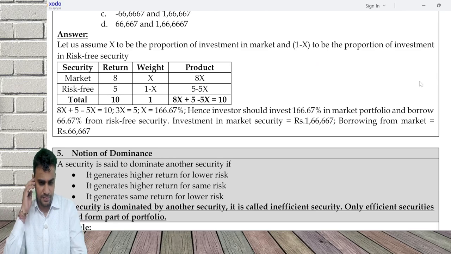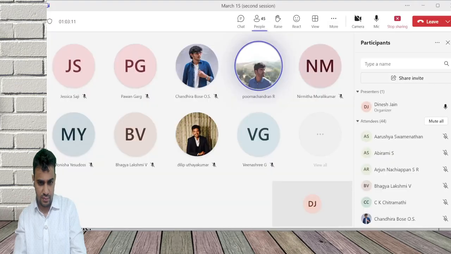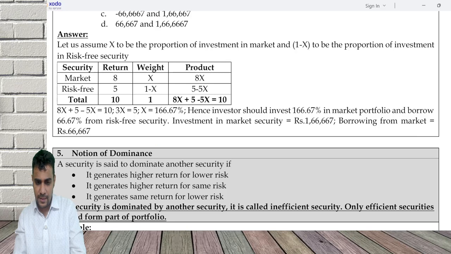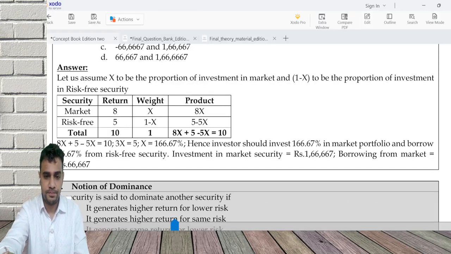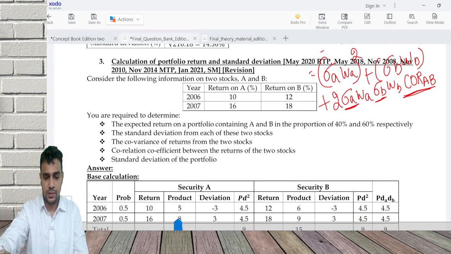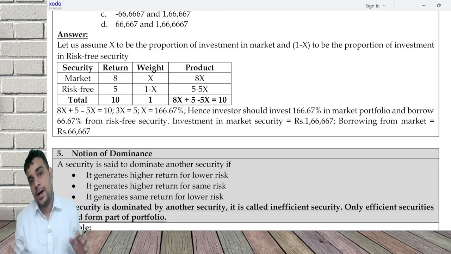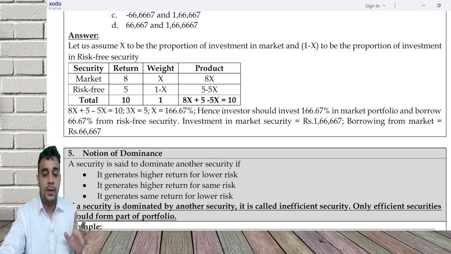What is the use of finding correlation in the practical world? Why are we finding all these things? To know whether the securities have positive correlation or negative correlation. Negative correlation makes a better combination. Okay, sir. Portfolio standard deviation and portfolio risk is the same, sir. Yes, correct, same. Next concept is the notion of dominance, or efficient security and inefficient security.